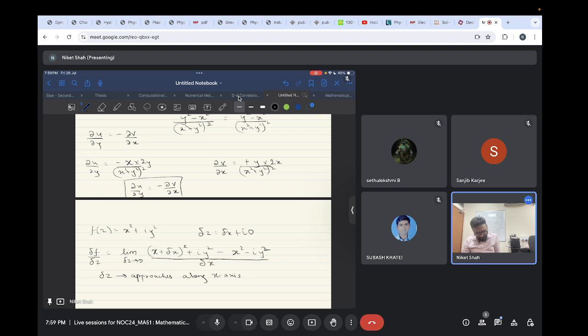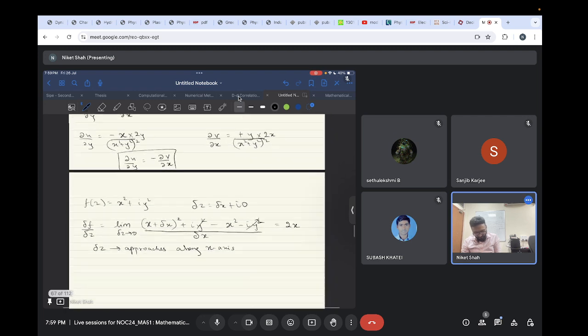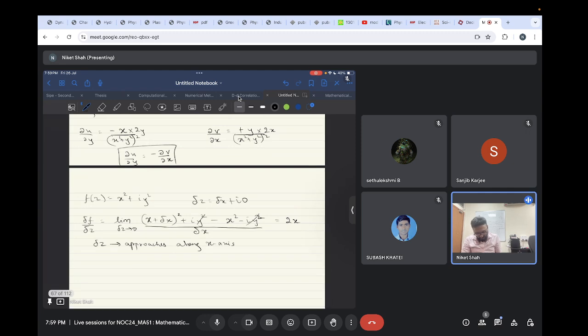This gets cancelled, and here I get 2x. Am I doing this correctly? 2x del x, yeah. What this gives me is just simply 2x. All right. Now let's see, let's make this del z approach from some other direction.